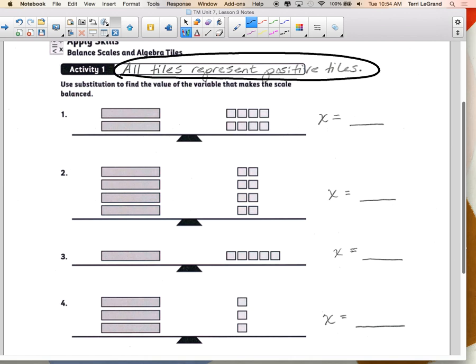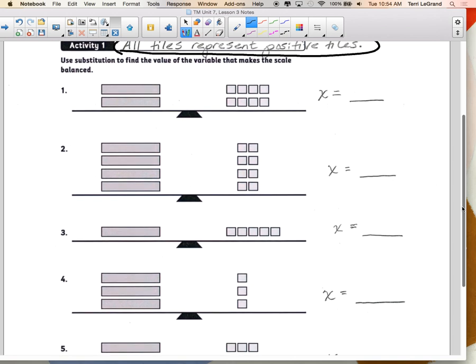Because you got to make sure you read so you don't wonder if these are green tiles or these are red, or if those are tan tiles or they are red. But it says positive. So that means, in reality, the two X tiles in number 1 would be what color if they were on our desk? Green. And the 8 unit tiles that are on the other side of the scale would be what color if we had them on our desk? Tan. They're all going to be positives, okay?